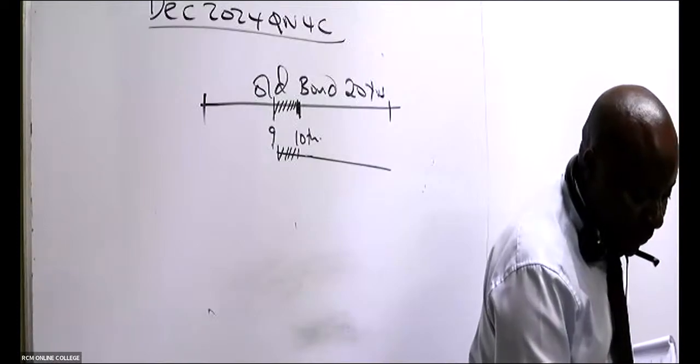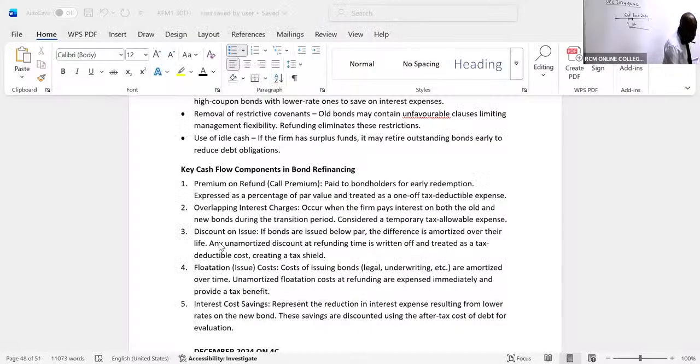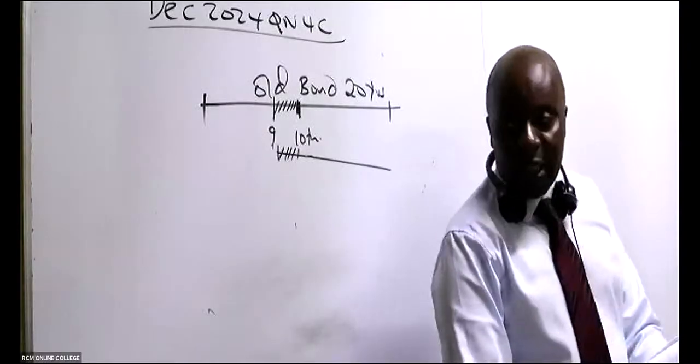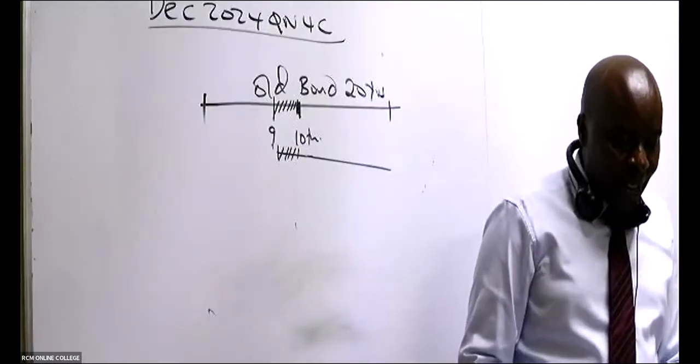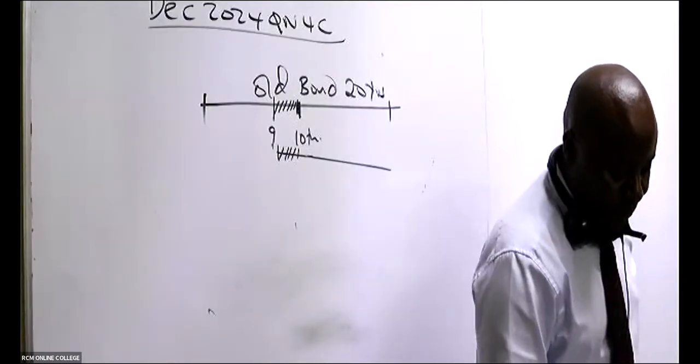And then, ladies and gentlemen, we happen to be having this one, which we call discount on issue. Every time you are selling bonds, you must give out discounts. Every time you are selling bonds, there will be flotation costs. And then, of course, you shall be saving interests between the two bonds. So then let's go to December 2024, question number 4. Once you get that question, are you able to say there, yes, yes?